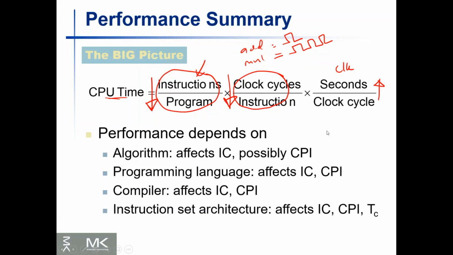So let's see what different aspects of our system basically affect all of these things. Number one, the algorithm. The choice of algorithm, whether it's an efficient algorithm, whether it's a good algorithm or not.